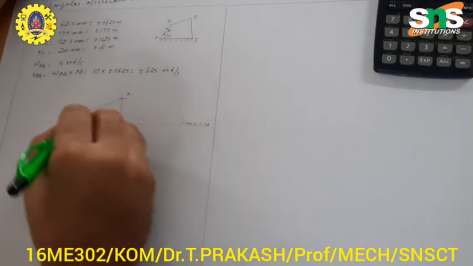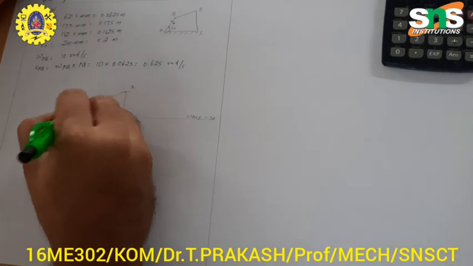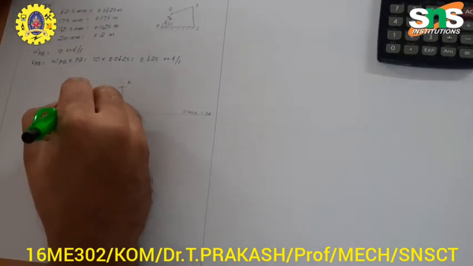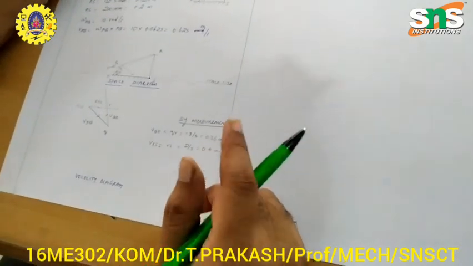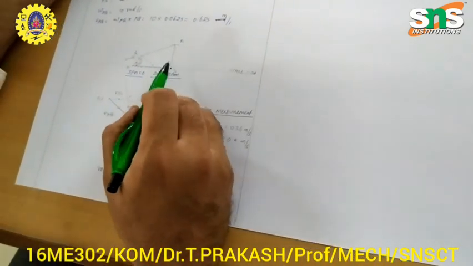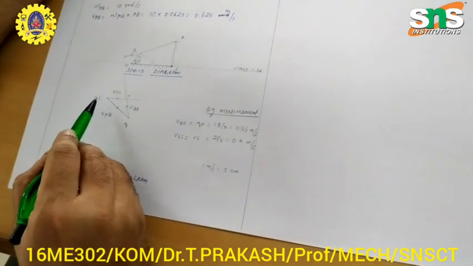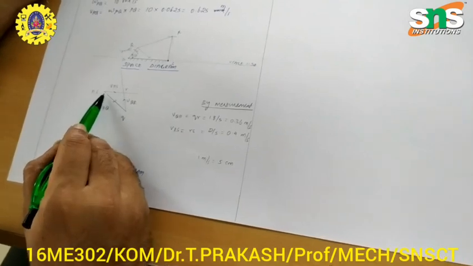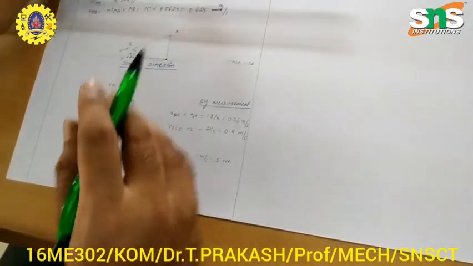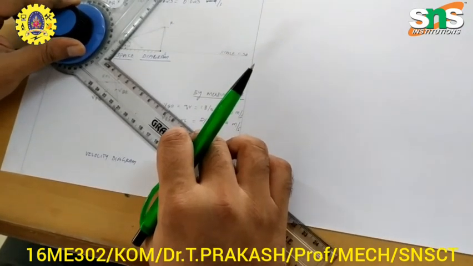PQRS, with the crank rotating in clockwise direction at 10 radians per second. After drawing the space diagram, you have to go for the velocity diagram. First you mark the fixed point, PS. From PS you have to mark the velocity line for PQ. Therefore I am drawing a perpendicular line to PQ.